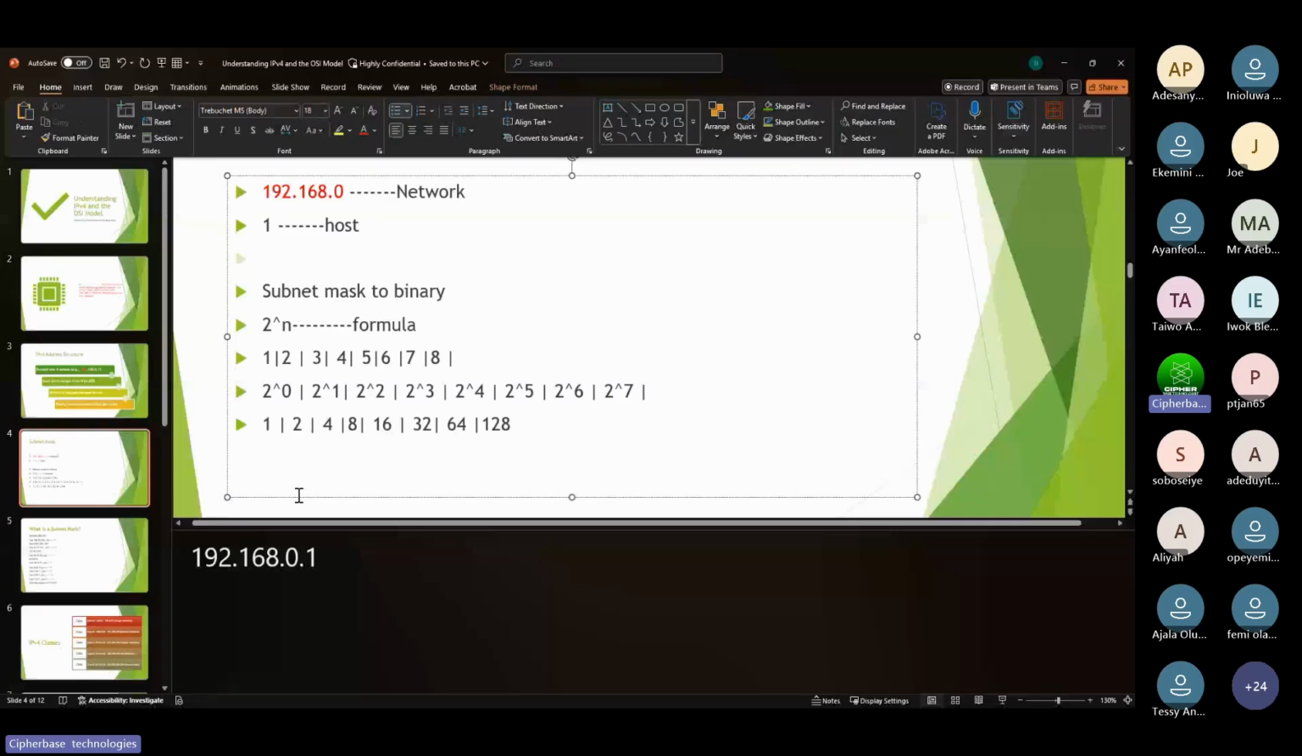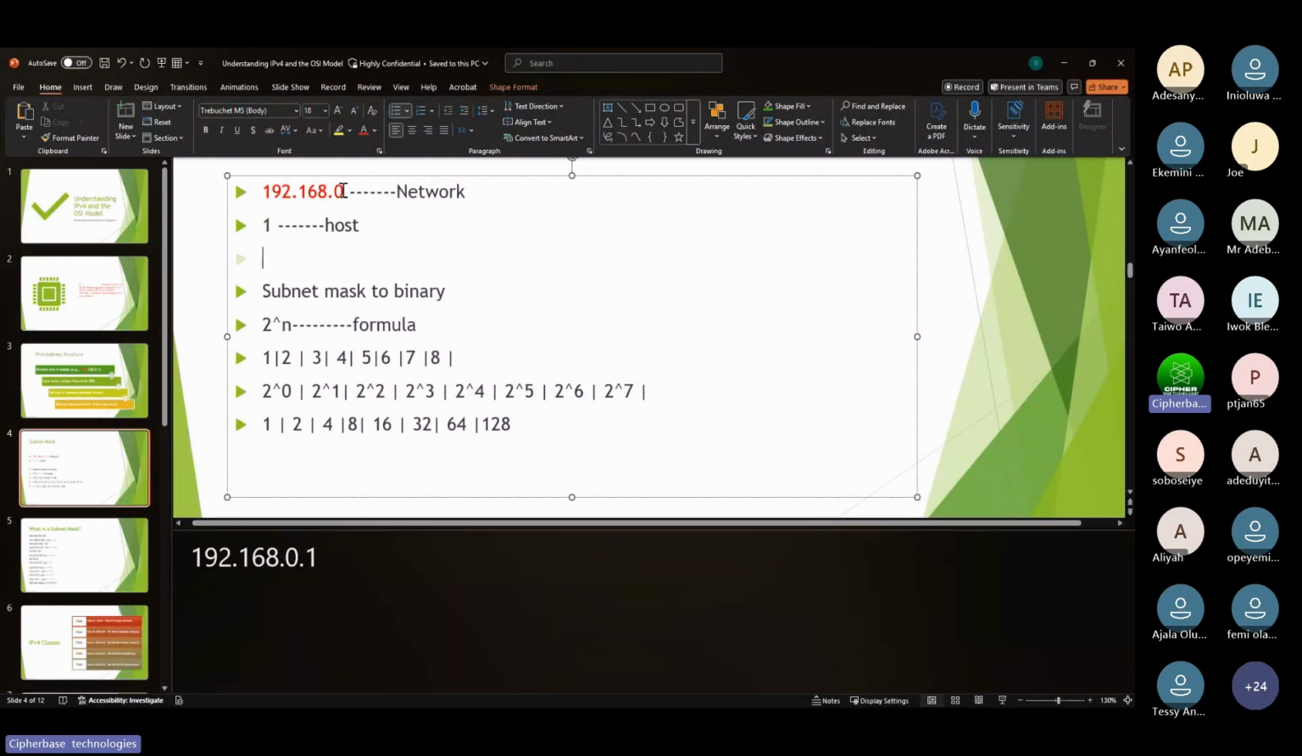You will understand how we come about all these things. Let's just proceed with it. So the first 3 are the network, while the last one is host. This last one can be 1, it can be 2, up to 255. This 0 can be anything between 0 and 255. So that's just about that: network and the host.